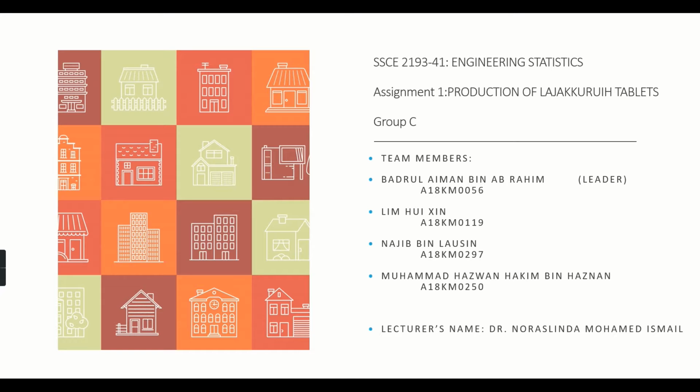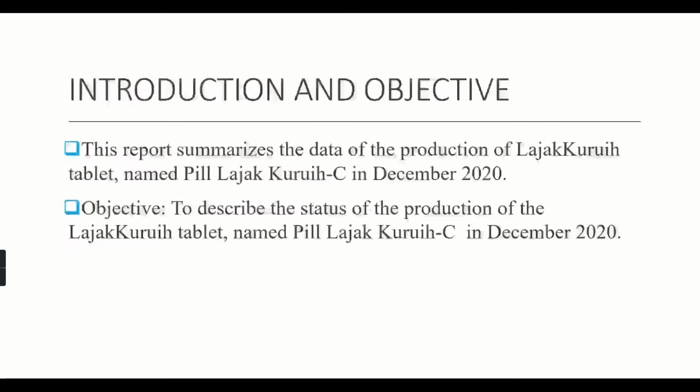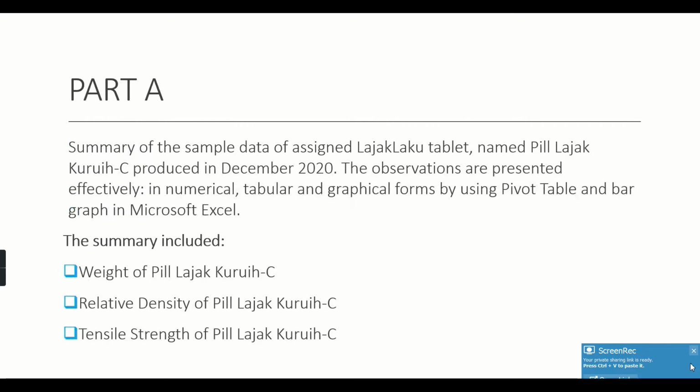This is Engineering Statistics Assignment 1, Recital of Productions of Lajakk Kurui-C, presented by Group C. So I would like to have the introductions and objectives. This report summarizes the data of productions of Lajakk Kurui-C, named PILL LAJAK KURUIH-C, December 2020. The objective is to describe the status of the production of the Lajakk Kurui-C, named PILL LAJAK KURUIH-C, in December 2020.